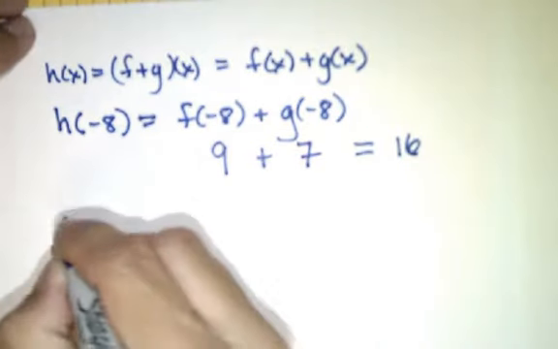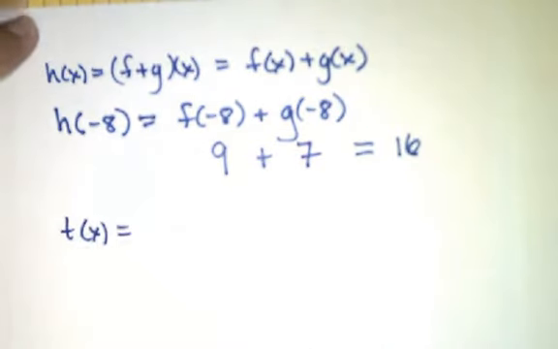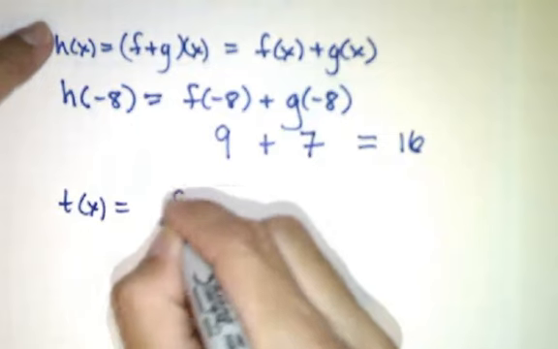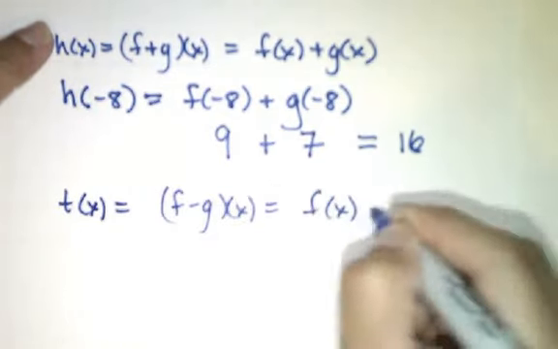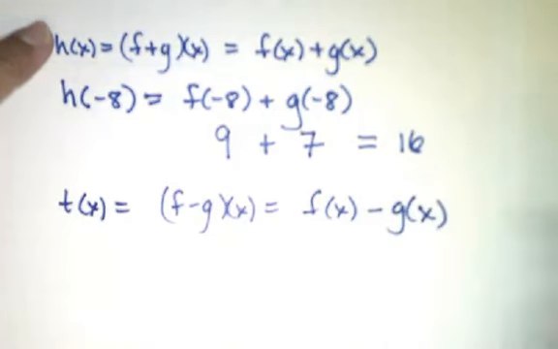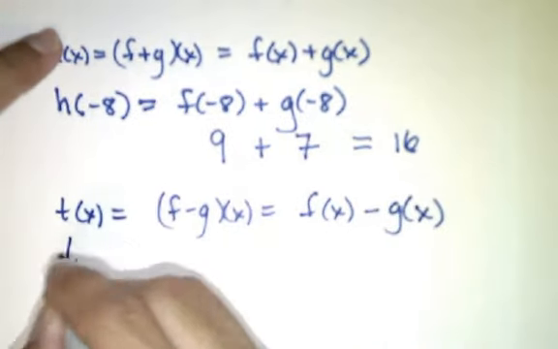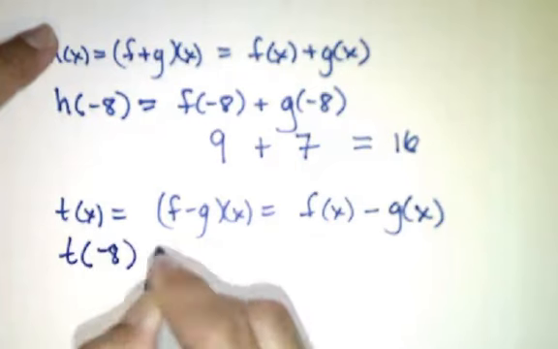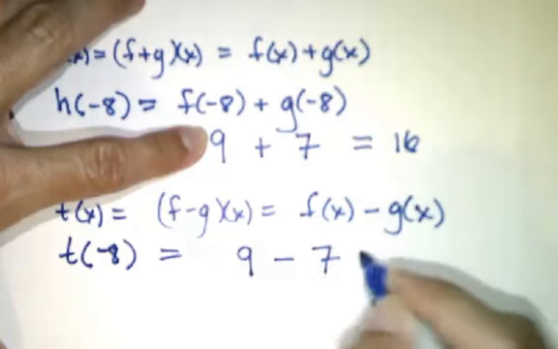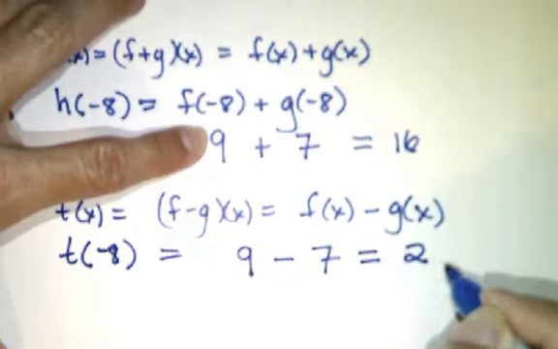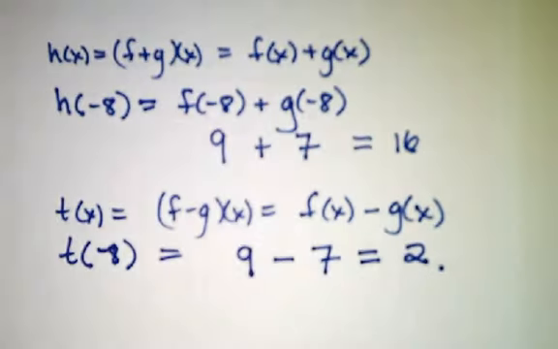Lastly, if we wanted to define t of x to be equal to f minus g of x, we would separate them by their differences. And if I wanted to find t of negative 8, well, this time I would know it would be 9 minus 7, which is 2. And that's how we find the sum and difference of two functions, both algebraically and graphically.